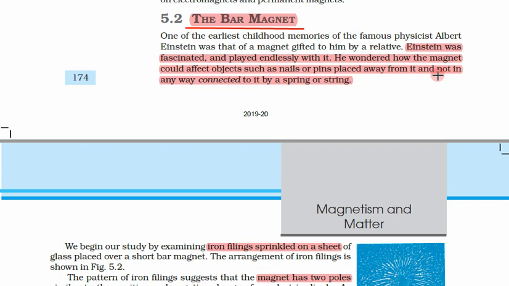So what he saw is that if nails are kept at some distance, still the magnet can attract them. So magnets can attract nails and pins, like these are connected by some kind of a spring. So he was very attracted towards the magnet.